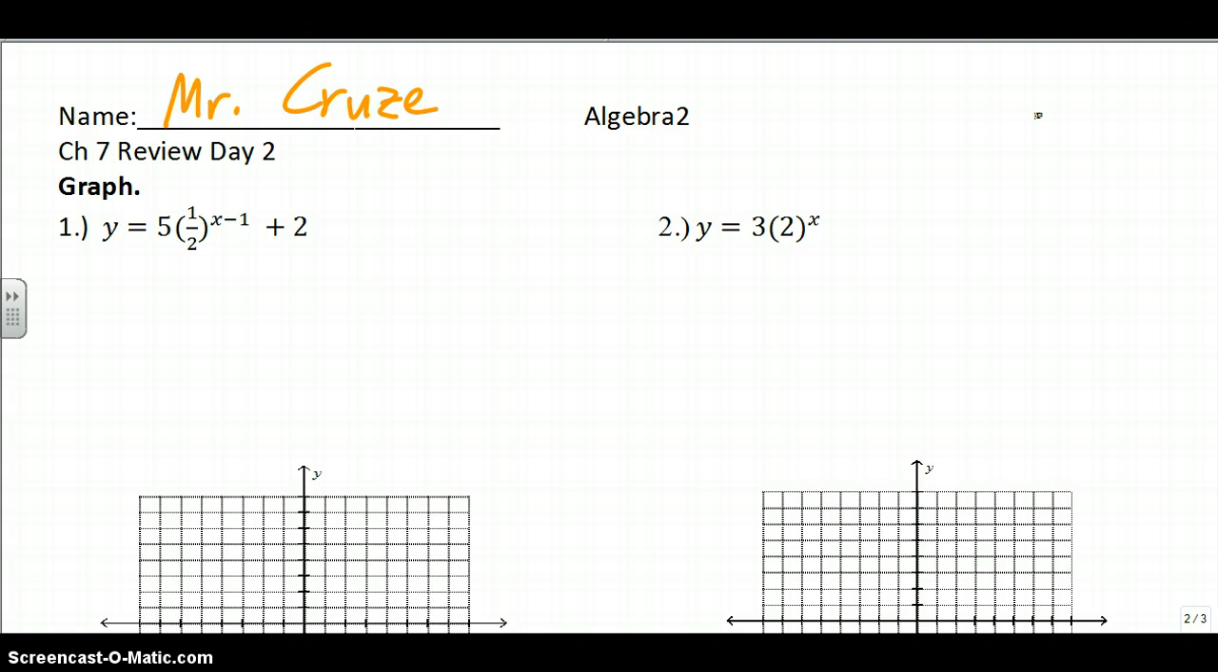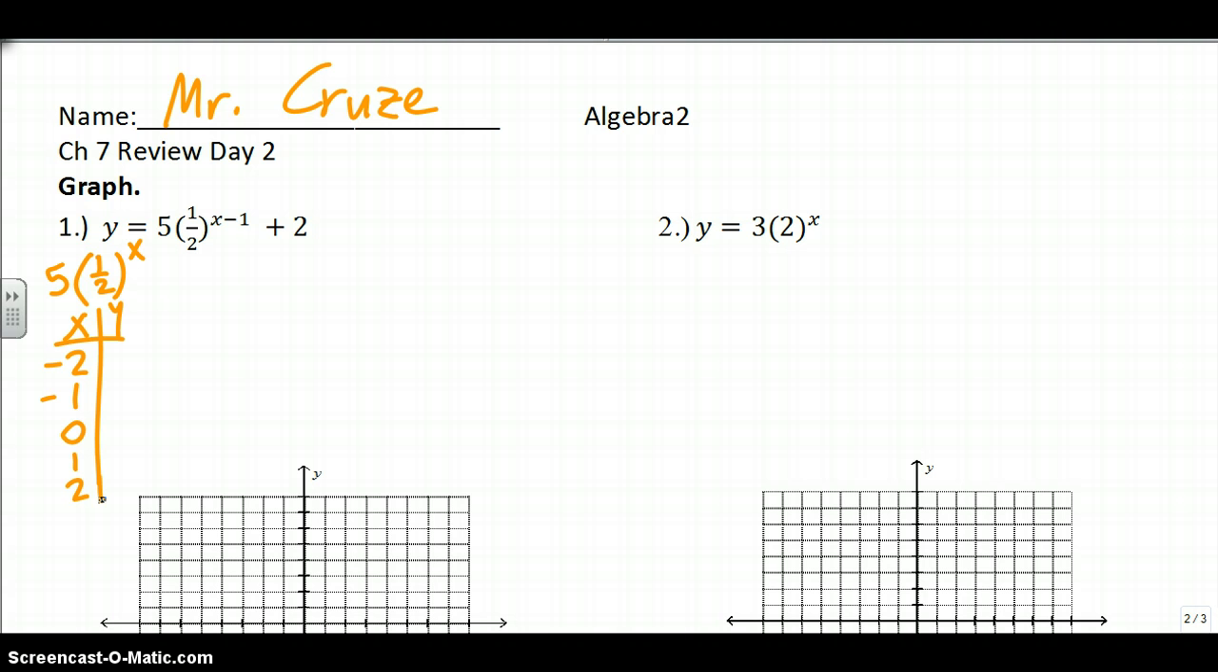Anyway, number 1 tells us to graph. Okay, so this is exponential. So let's start just by taking 5 times 1/2 to the x. Let's make a t-table for that, okay? The x values I'm going to use are -2, -1, 0, 1, and 2. Alright.